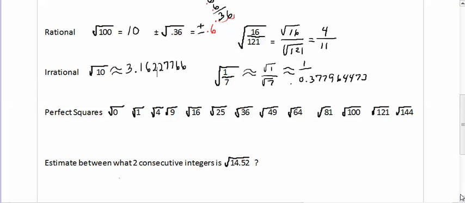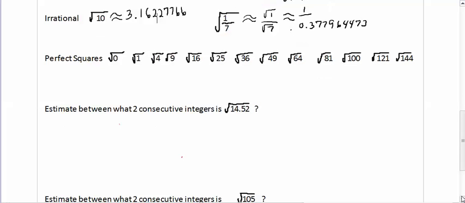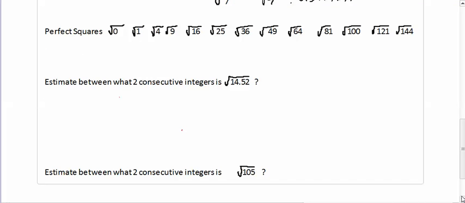We are going to estimate. And in order for us to estimate square roots, we need to kind of know what perfect squares are. So we're going to go through here and make a chart of our perfect squares that we know up to 144, and we'll see if we can go a little bit farther than that.